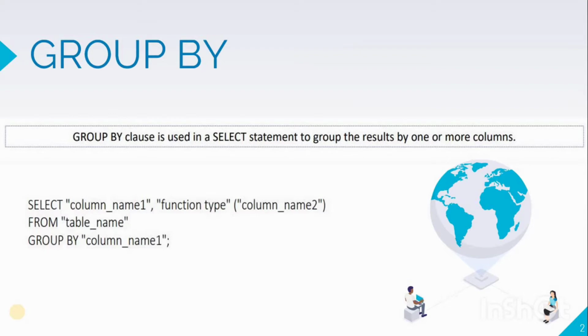So, to use group by, this is our syntax. We write select, give the column name. We can use the aggregate function also, from the table name, and then write group by a particular column name.